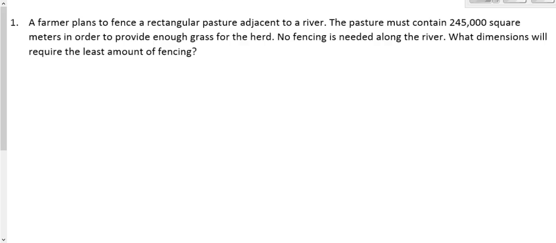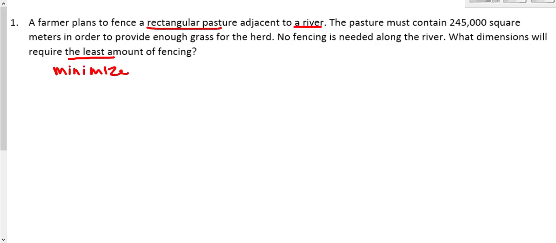Okay, so let's look at this optimization problem. Let's read through it. It says a farmer plans to fence a rectangular pasture adjacent, which means next to, a river. The pasture must contain 245,000 square meters in order to provide enough grass for the herd. No fencing is needed along the river. What dimensions will require the least amount of fencing? So least means that we are going to minimize.